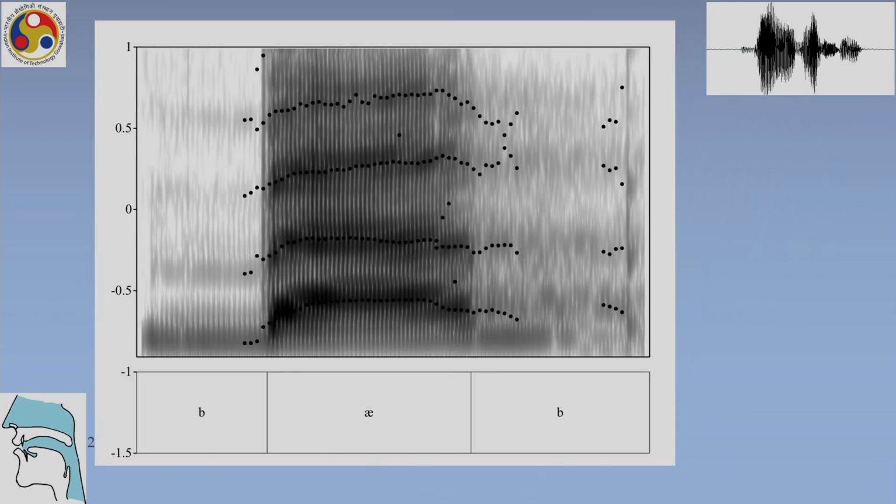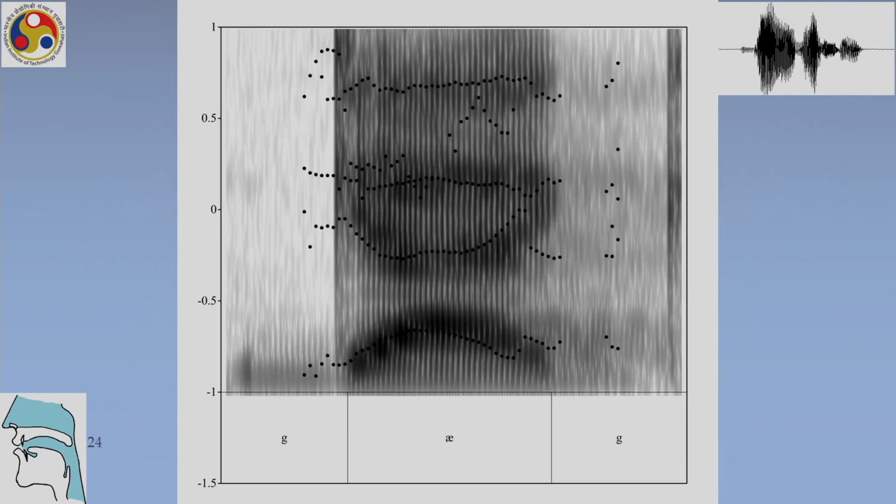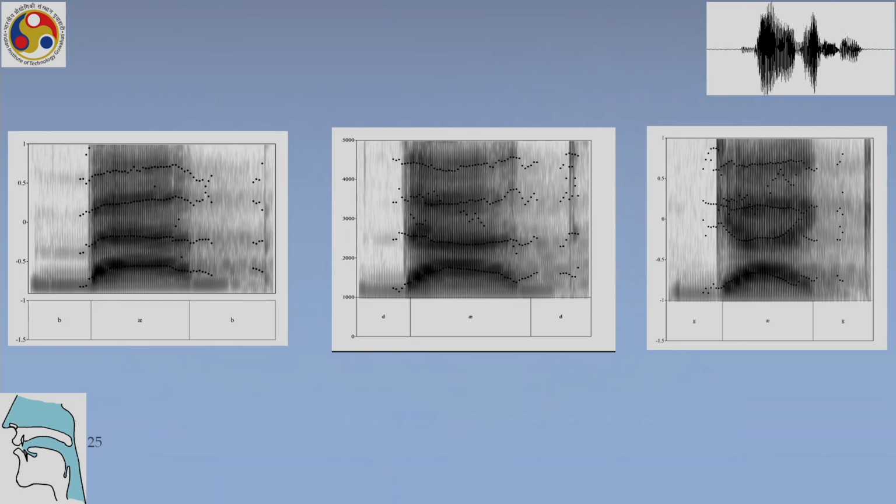This one shows bab, this one shows dad, this one shows gag, and you see bab, dad and gag put together. You see that the formants of the same vowel are appearing differently. The vowel is the same, but you can see that the shape of the formants are different. So, this is very significant for the study of consonants.